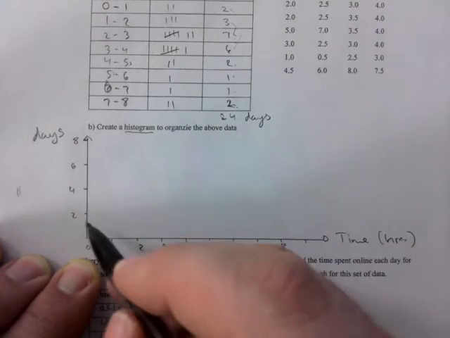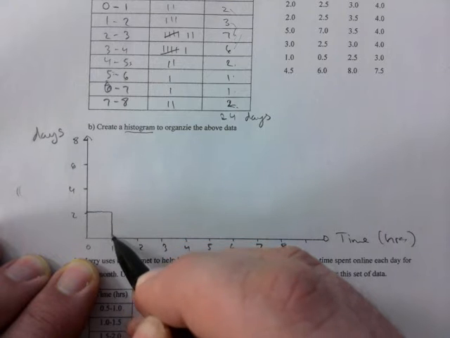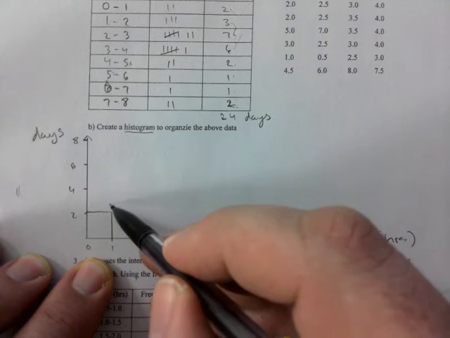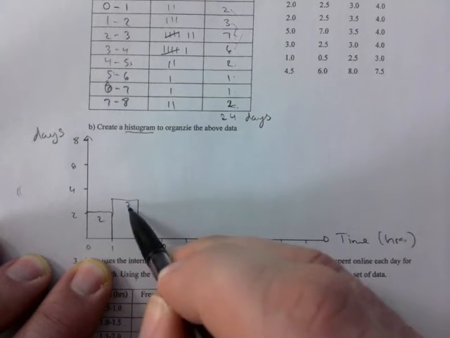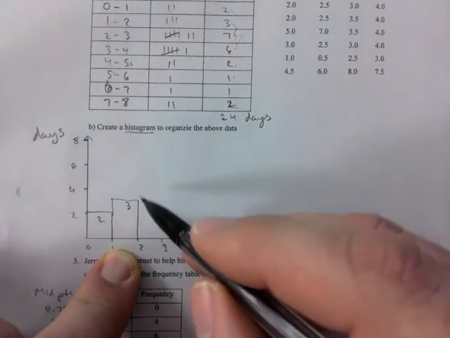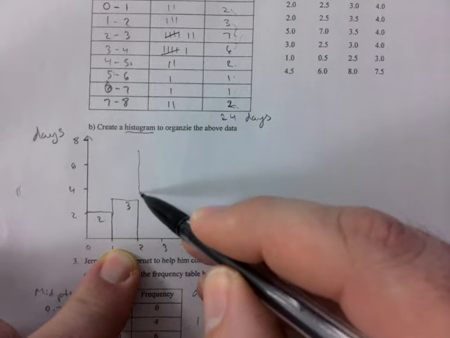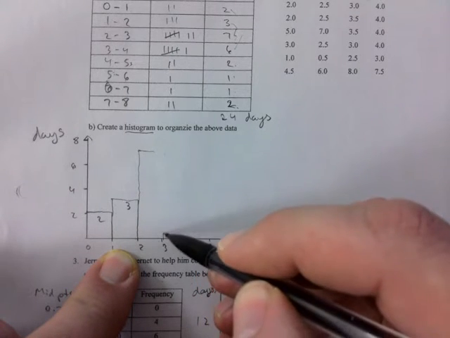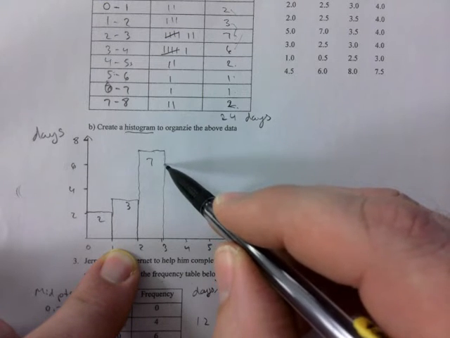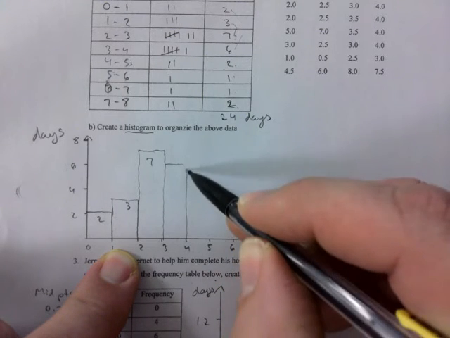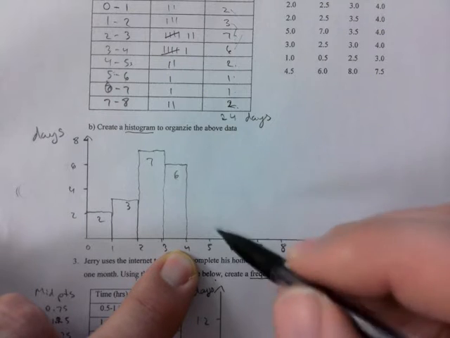And so from 0 to 1 you have 2. From 1 to 2 you have 3. And then so forth, right? You get the picture. 7. And the bars should have the same width. 6, and then 4 to 5 is 2.